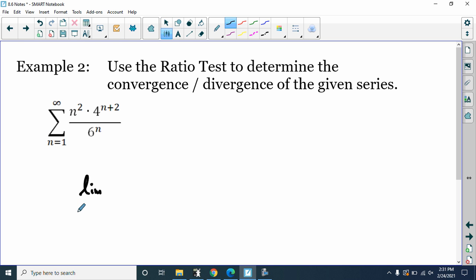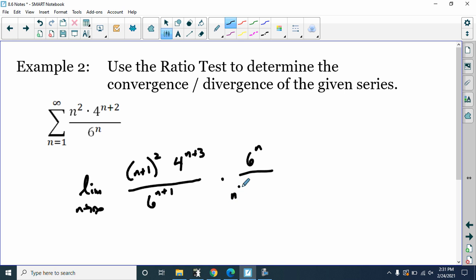We are doing the limit as n goes to infinity of a sub n plus 1. So replace all the n's with n plus 1. This would be 4 to the n plus 3, divided by a sub n, which is this. Dividing by that fraction, we're going to multiply by its reciprocal. There's some absolute values on there.